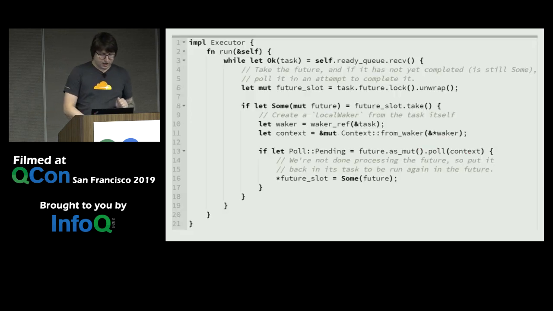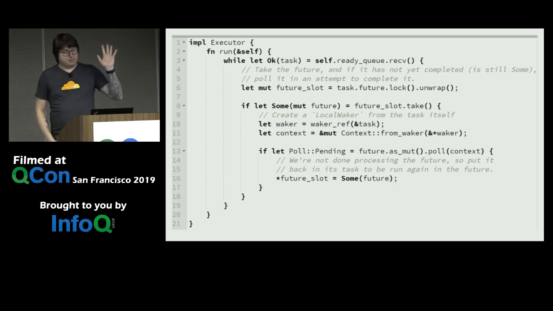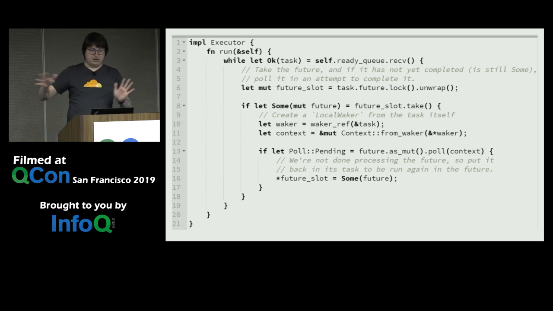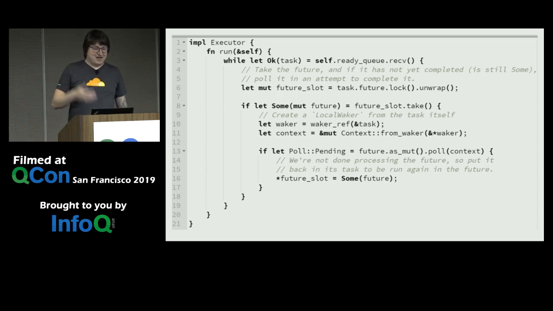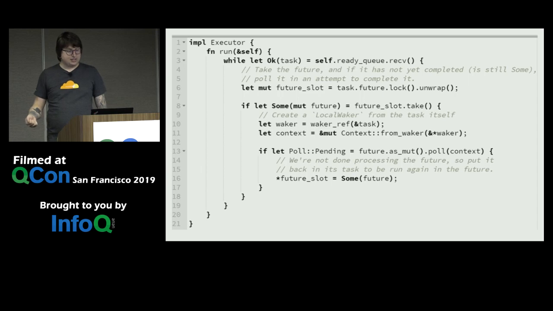And then finally, here's the guts of the executor itself. This is the last big chunk of code slide. But an executor fundamentally is a while loop. So we have a while loop, and we receive stuff off of our queue there on line 3. And when we get something off of the end of the queue, we have that task, and then we use the mutex to grab access to it.